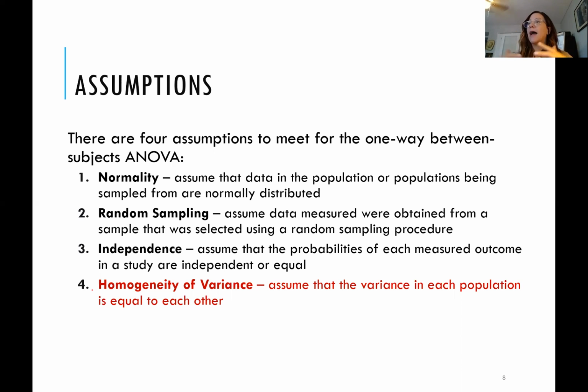Even if you have 5 different groups, whichever one of those groups has the highest variance, you put that in the numerator, and whichever one of the groups has the lowest variance, you put that in the denominator, and that's how you would calculate that homogeneity of variance.